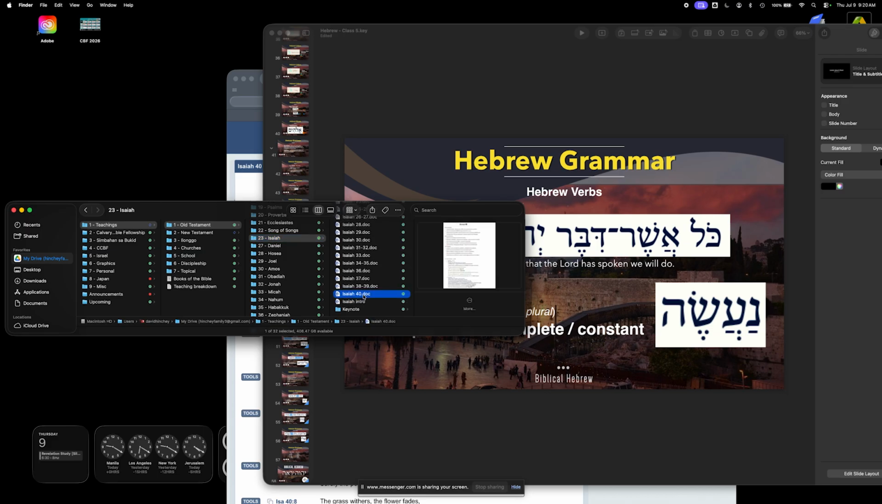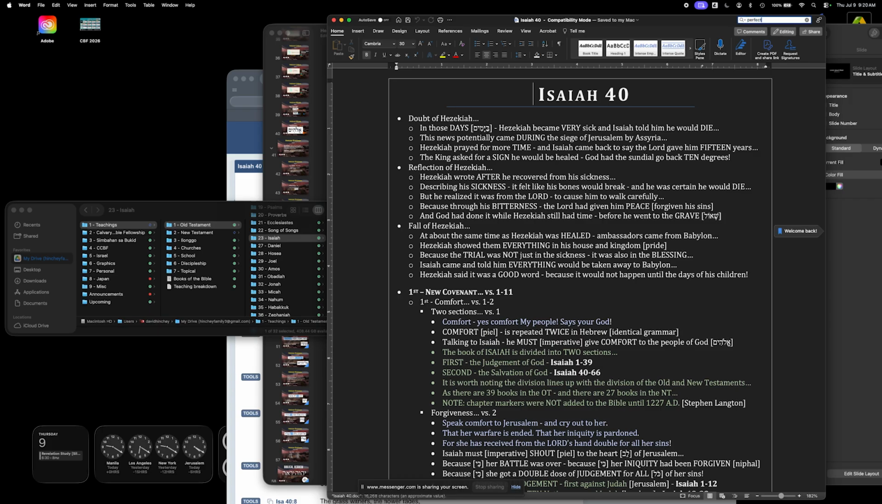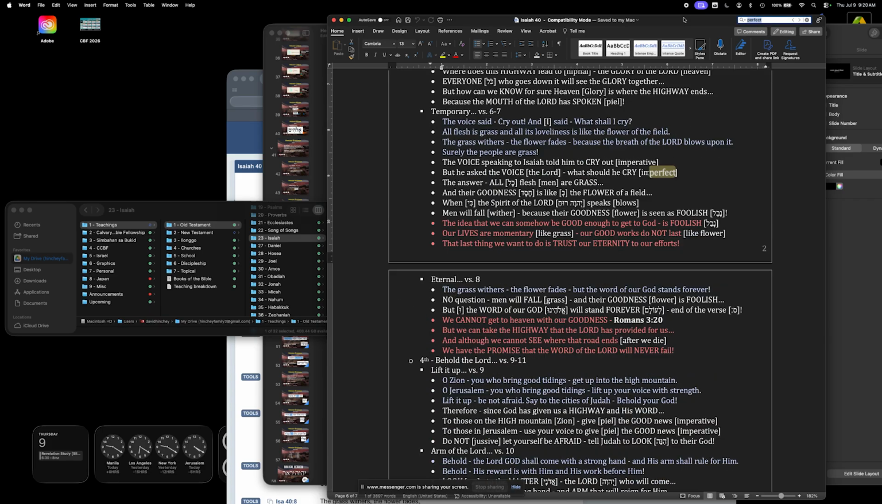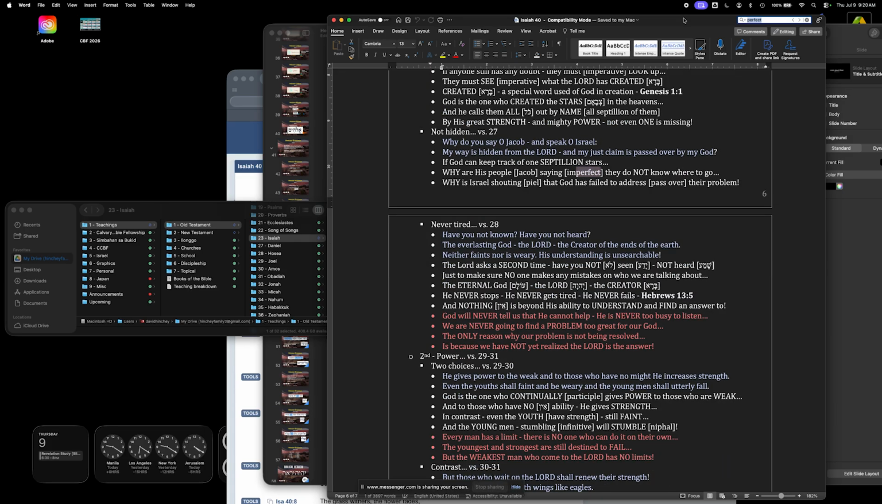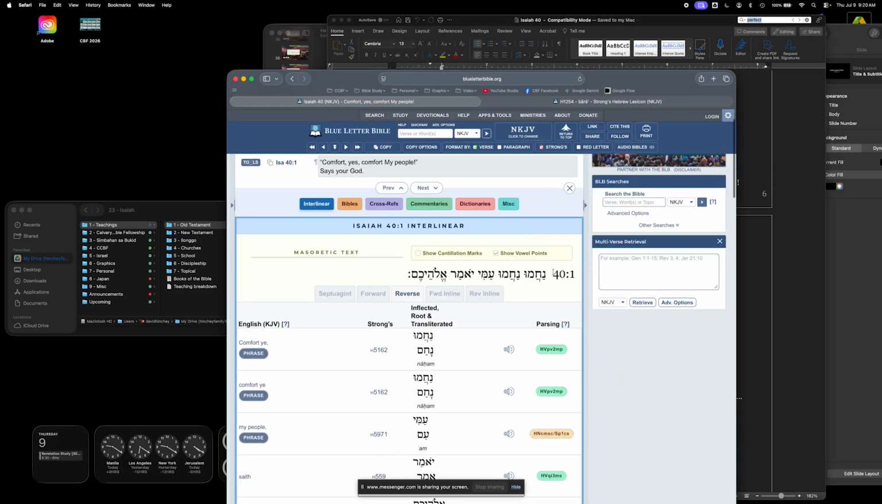Let me see if I noted any of these in my notes. I know there were some there. Did I note any perfects? Nah, just a couple of imperfects. So I didn't put any perfects in there. But there are perfects in here, though. Comfort my people. Let's take a look. Very first verse. Comfort my people.